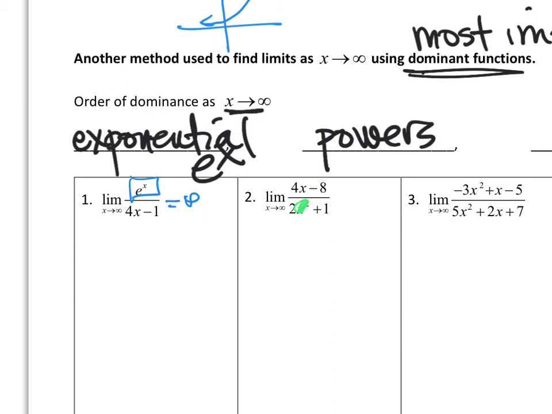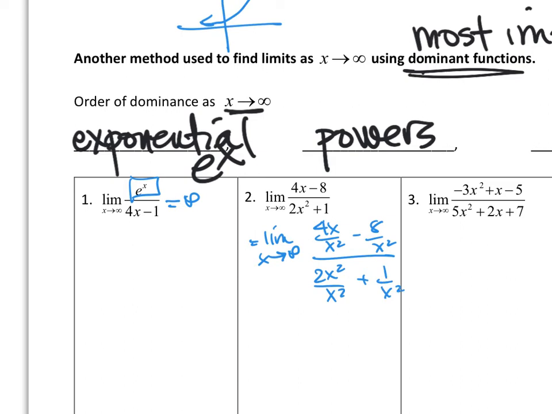Number 2 is doing our powers again. So let's just go ahead and do one of these. We already practiced some of these. So we have x going to infinity. We are dividing by the x squared. Let me go ahead and erase that so you guys can see that it is x squared over 2x squared divided by x squared plus 1 over x squared.